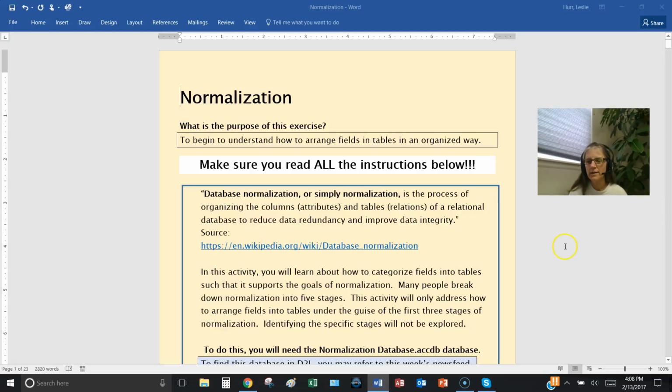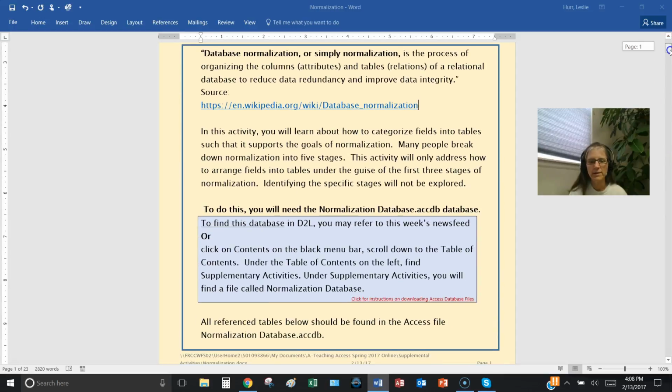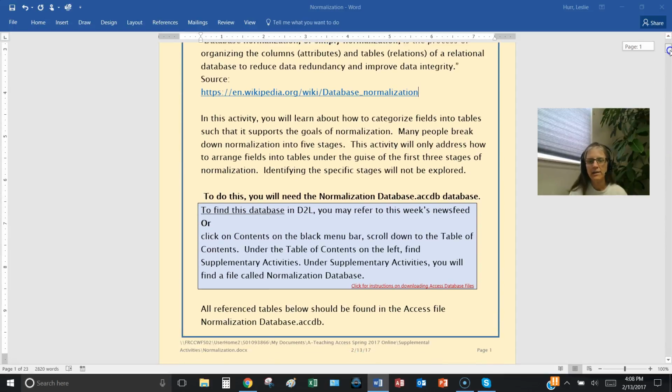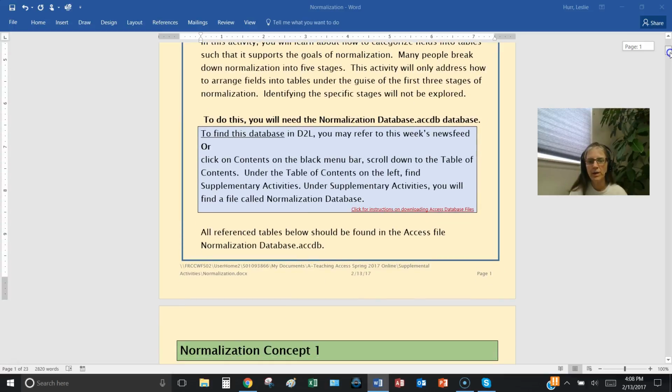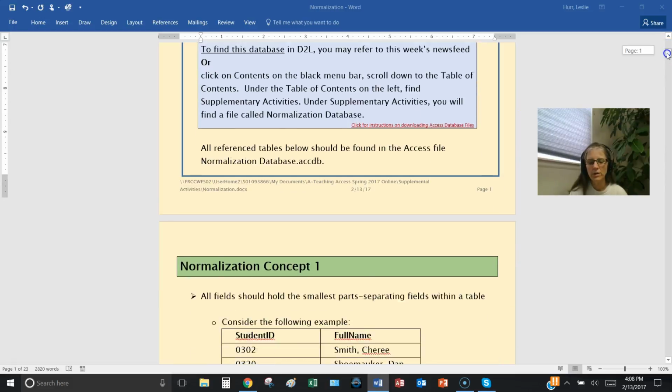All right, so let's see if I can move down here. Yes, I can. If you need to know how to pull up this database in D2L, there are the instructions, and here's a link for more instructions.